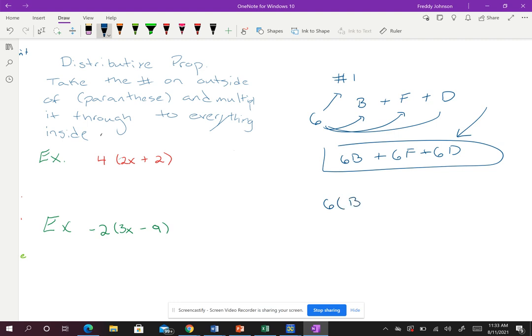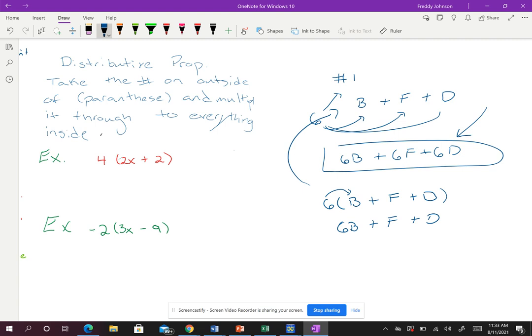If I were to write this algebraically, it's the exact same thing. There it is. When we multiply this, I would take this 6 and multiply it to the B. Here's the biggest mistake: they only go to the first thing. So 6 times B is 6 burgers. But then people forget, I stopped distributing, so now I just have an F and a D. That doesn't make sense. If you ordered a number one 6 times and only got 6 burgers and 1 fry, 1 drink, you know something's wrong.